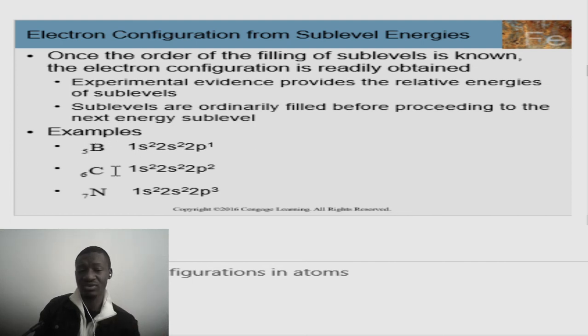So this is boron, this is carbon, this is nitrogen. Notice the increment as it goes. So it's 1s2, 2s2, 2p1 or 2 or 3.